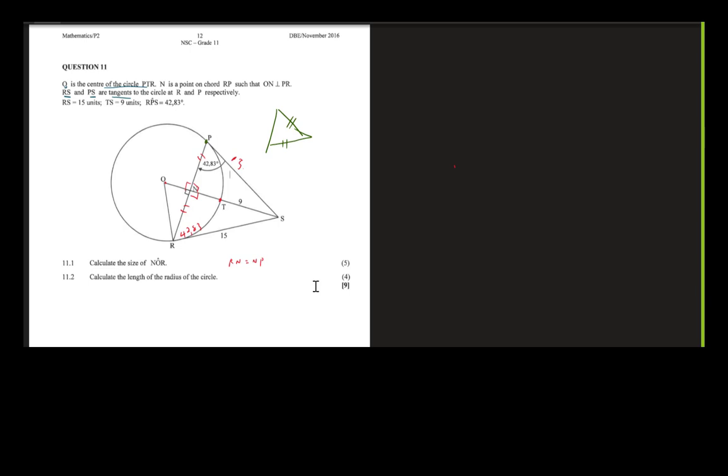Okay, which theorem? PSN. This one. Renali 15. Look at triangle PNS.